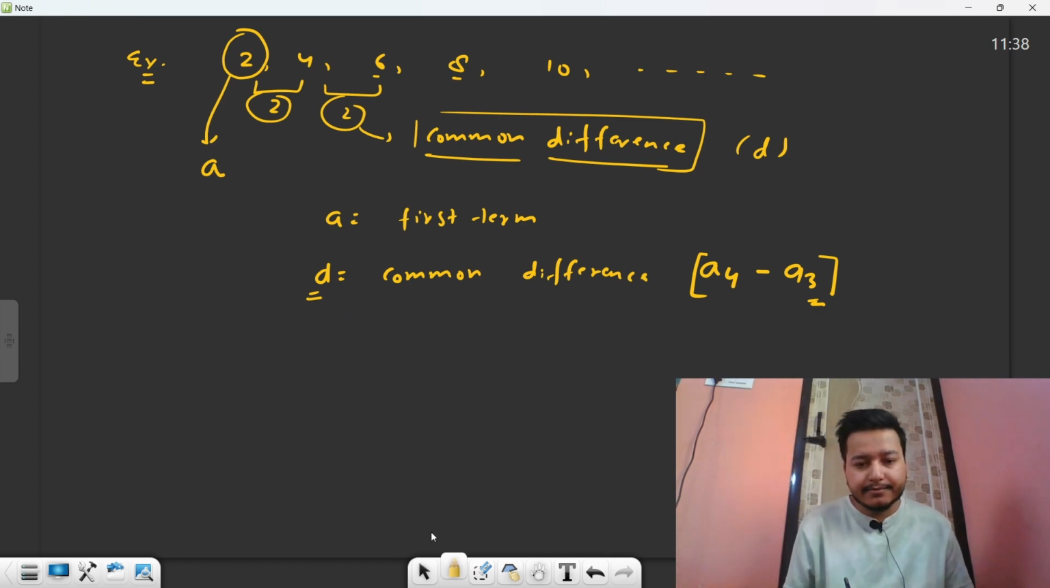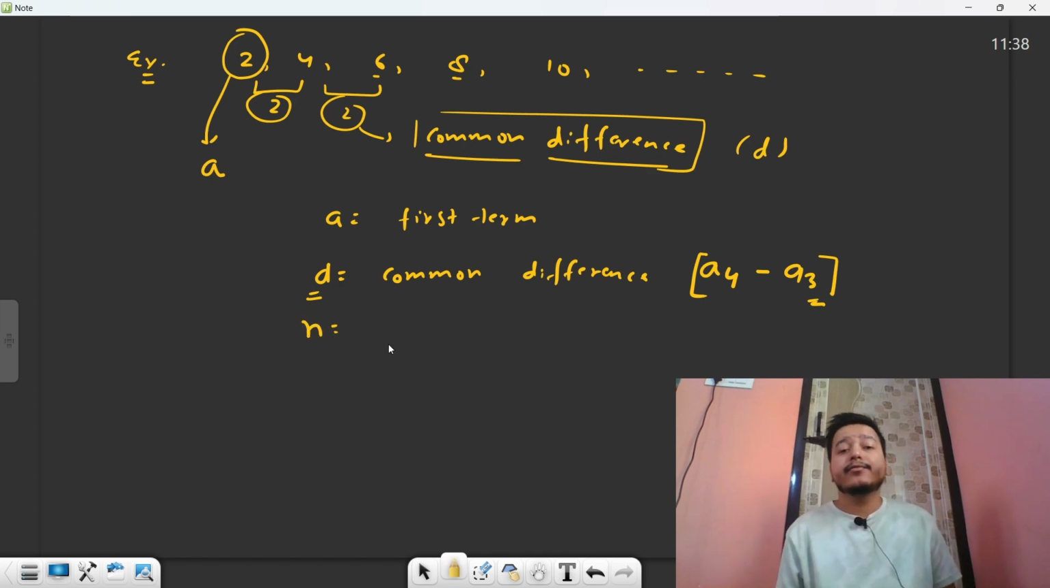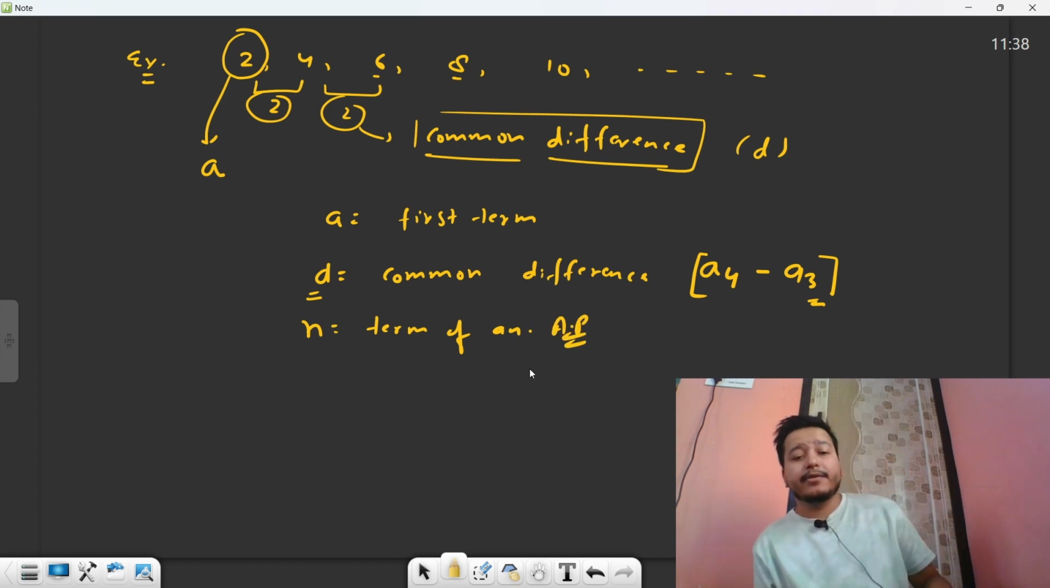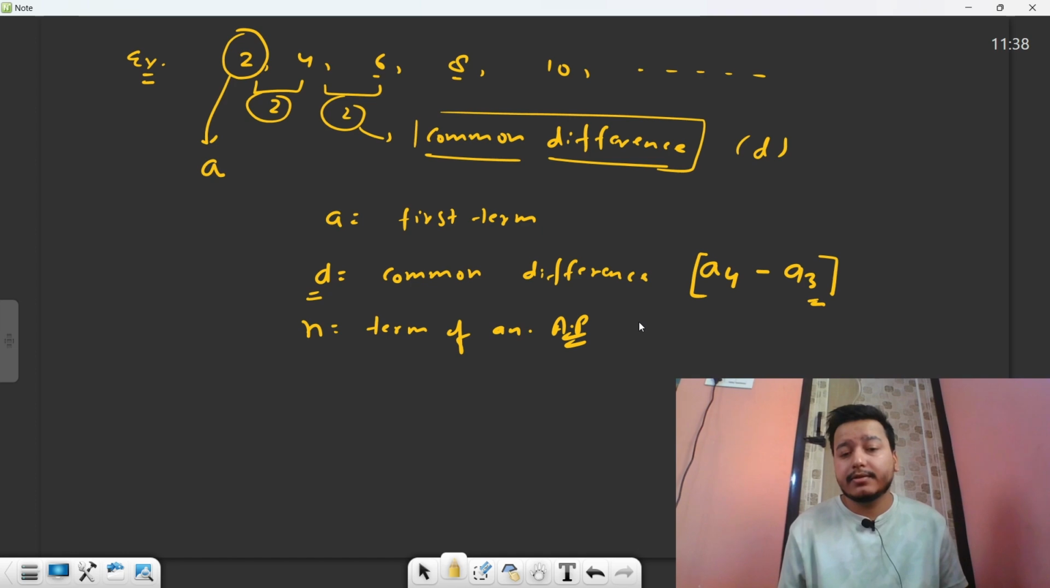Now what is n? n is the term which we want to find. This is the term of an AP which we want to find.